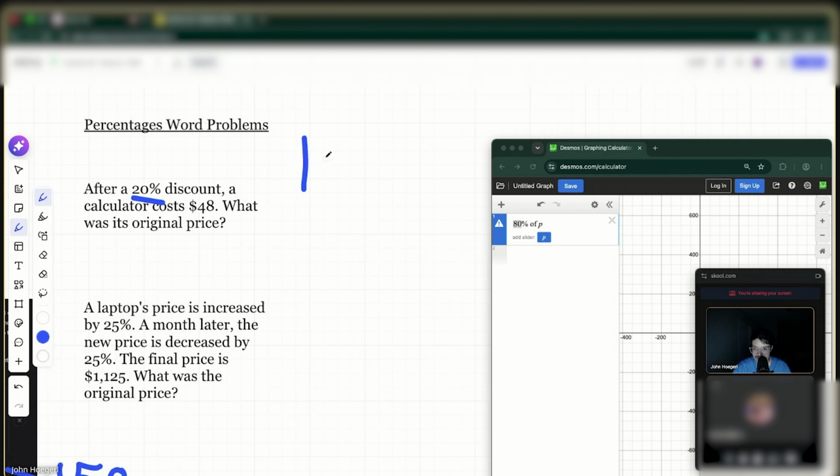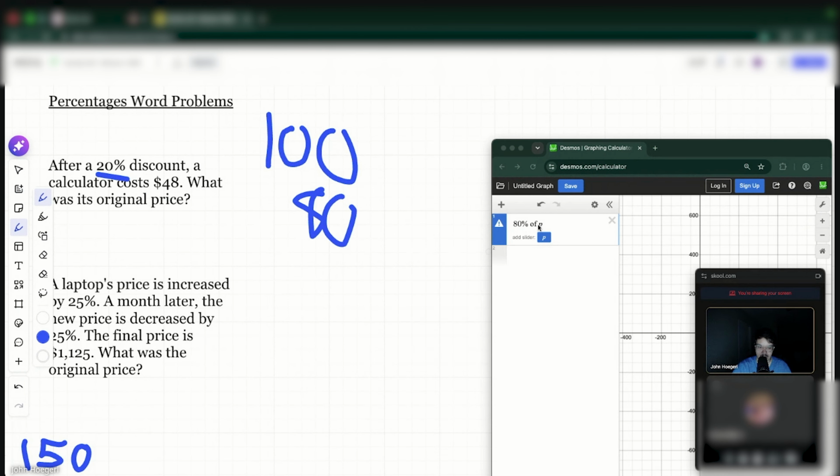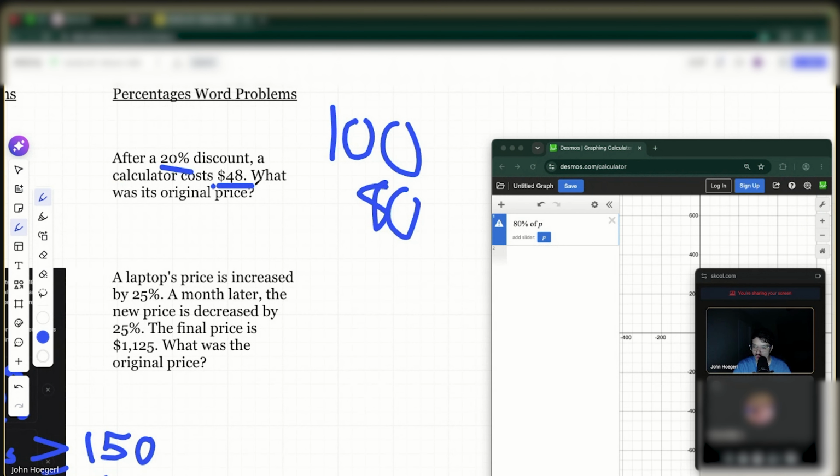If you think about it, if you have something that costs $100 and you take 20% off, now it is only $80. So if we're looking at the price now, it would basically be 80%, $80, whatever, after a 20% discount. We don't care how much the discount was. We just care about what it is now. So 80% of P, and that would cost 48.